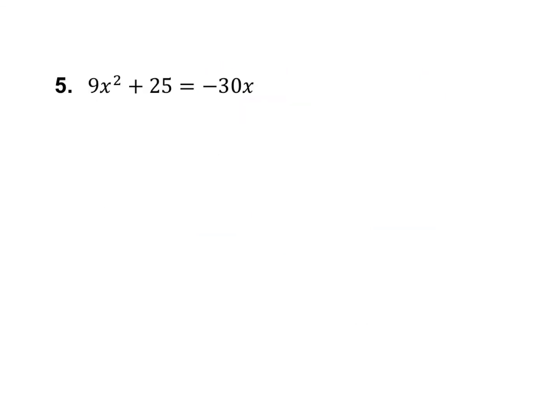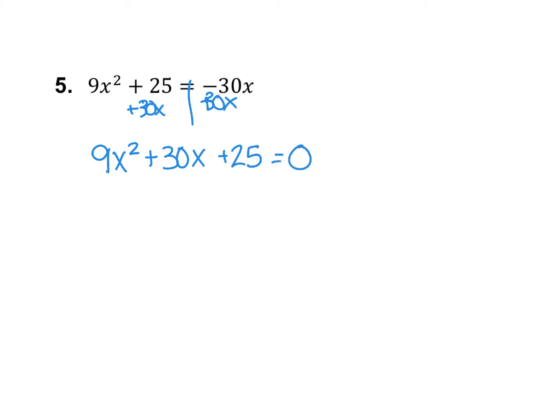All right, so for number 5, we have 9x squared plus 25 is equal to negative 30x. Now notice this one is not set to 0, so we need to go ahead and do that by adding the 30x to both sides. And let's make sure we put it in descending order. So we're going to have 9x squared plus 30x plus 25 is equal to 0.